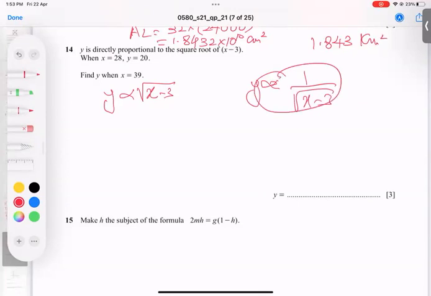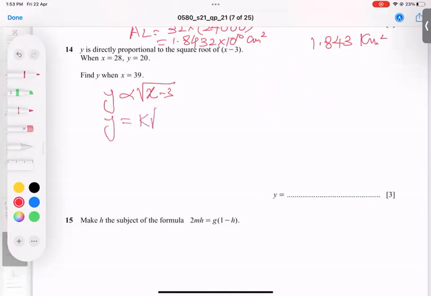This is called inversely, this is called directly. I hope every student understands the point. Whenever we remove the proportional sign, we always put a k, the constant of proportionality. K is not fixed, you can use any letter, alpha, beta, no problem. Now I use this data to plug in here to get the k value.